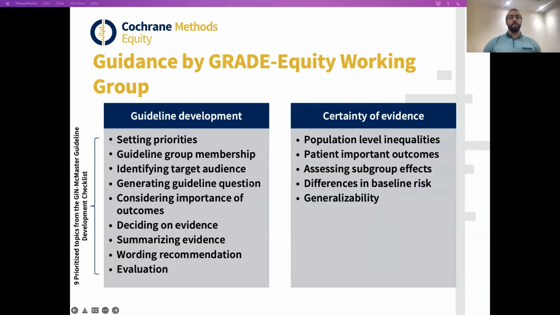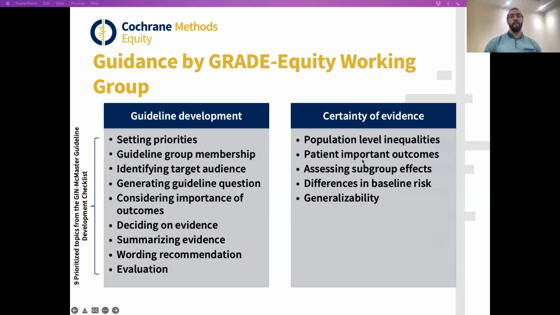So the GRADE Equity Working Group developed guidance for considering equity in the GRADE process. In the GRADE development process, they identified 9 areas where they believe that equity should be considered, starting from setting the priority of including equity in the guideline and ensuring that the guideline development group is diverse, to identifying and summarizing evidence related to effects on health equity and wording the recommendations appropriately, and also evaluating and monitoring the use of the guidelines by disadvantaged populations.